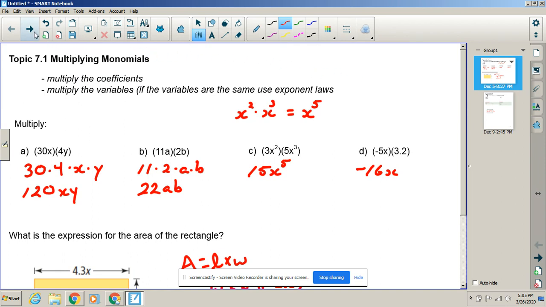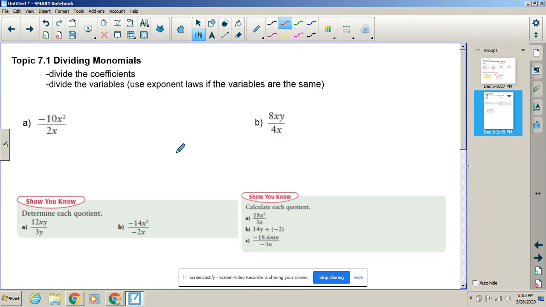Division of monomials is much the same, except instead of multiplying the coefficients, we are now dividing the coefficients. And instead of multiplying the variables, we are now dividing the variables. And again, if variables are the same, we have to use some exponent laws from time to time. So in A, again, all I'm doing is I'm dividing the coefficients. So I have negative 10 divided by 2, and I have x squared divided by x. I'm dividing the coefficients, dividing the variables. Again, writing this step out isn't necessary, but if you want to, you can.